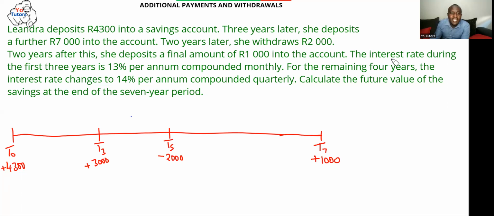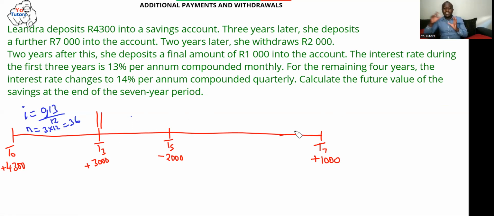Now the interest rate changes. In the first 3 years it was 13% per annum compounded monthly. So for the first 3 years, let's divide here. Remember what we said. For the first 3 years, we've got I equal to 0.13 compounded monthly, so it's going to be over 12. Then what is our N in the first 3 years? Our N is going to be 3 times 12, which is equal to 36.